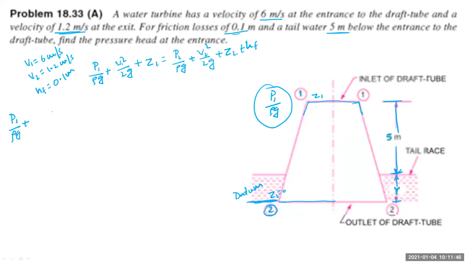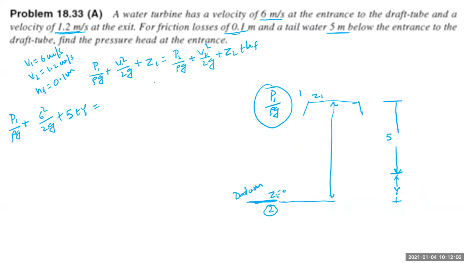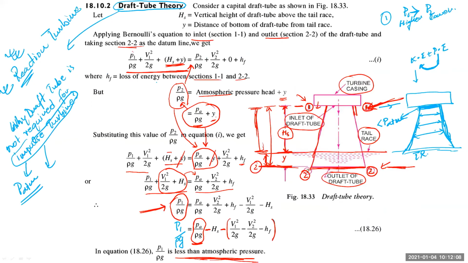plus V1 square upon 2g. V1 value is given, so 6 square upon 2g plus Z1. What is Z1? Z1 is the distance of section 1 from the datum, 5 plus y, equals P2 upon rho g. For P2 upon rho g, we have seen in the previous diagram, previous derivation, we can use PA upon rho g plus y.